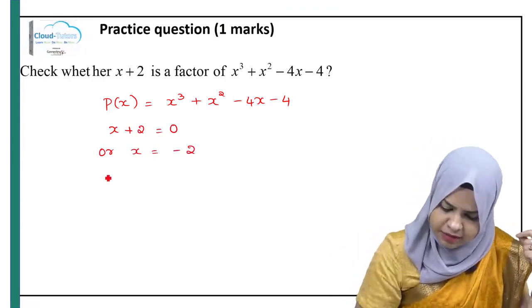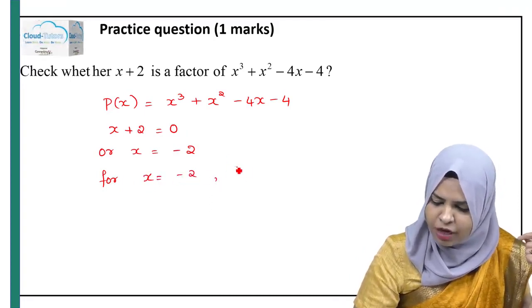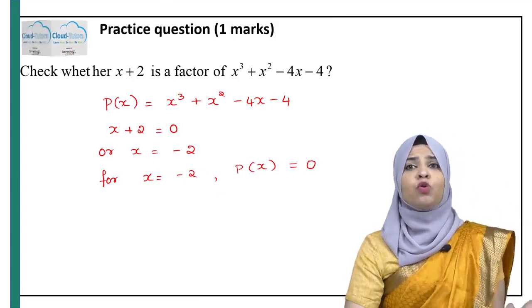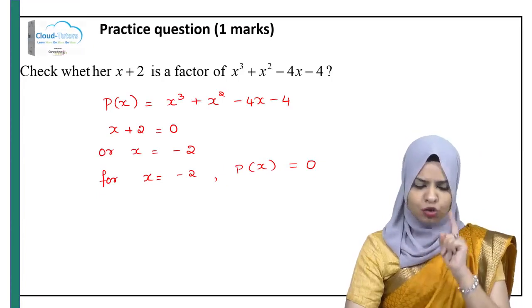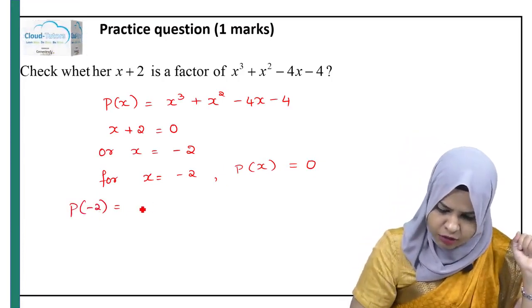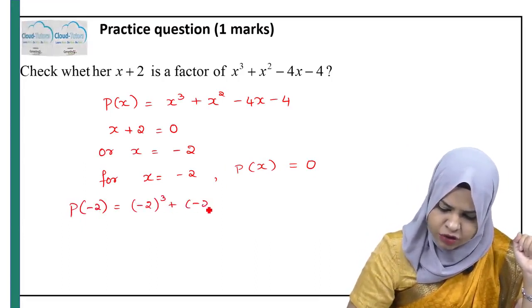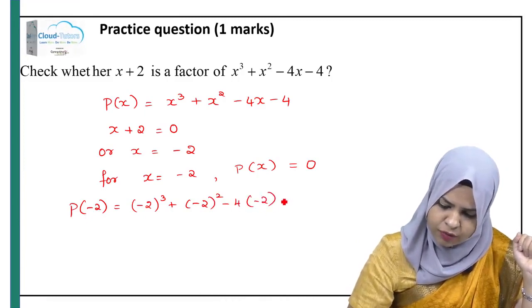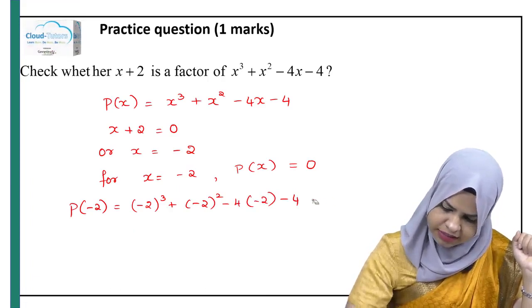So for x equal to minus 2, p of x should be equal to 0. If I'm able to prove that p of x is equal to 0, then x plus 2 is a factor. Let's do that. So p of minus 2 is equal to minus 2 whole cube plus minus 2 whole square minus 4 into minus 2 minus 4. And this is equal to, let's do that.